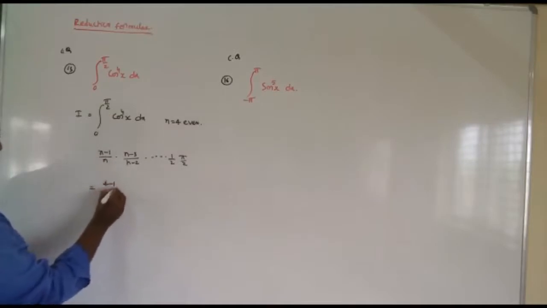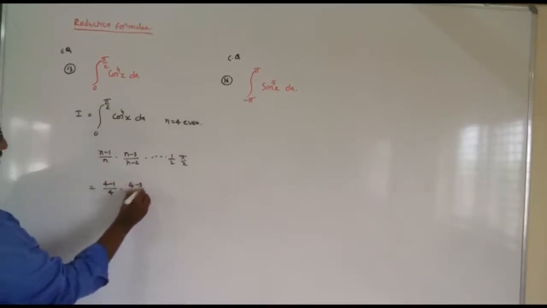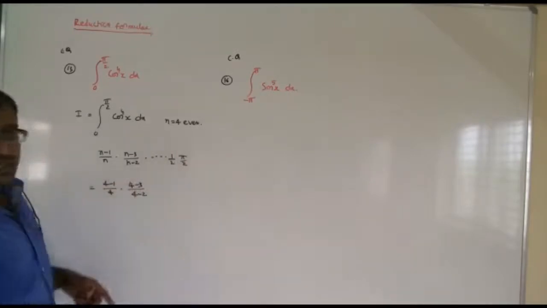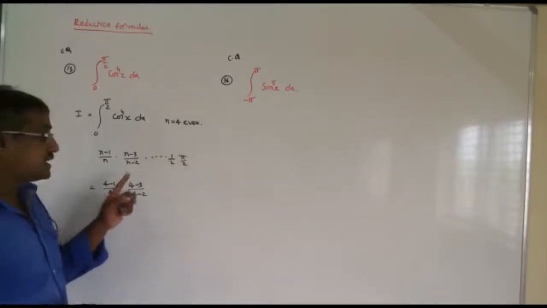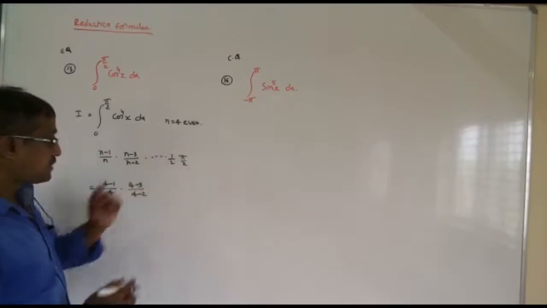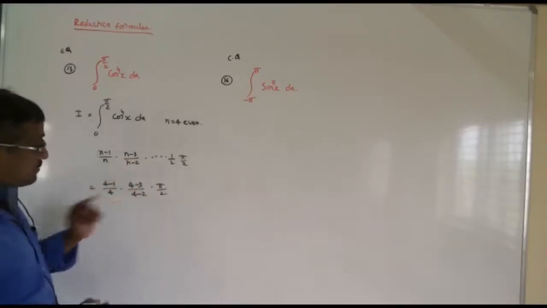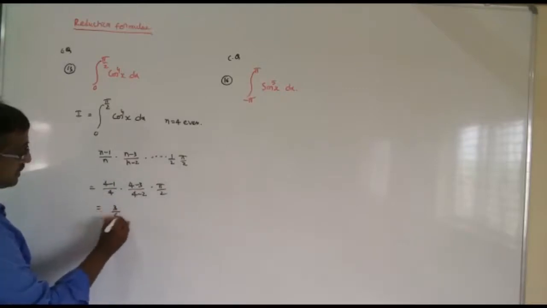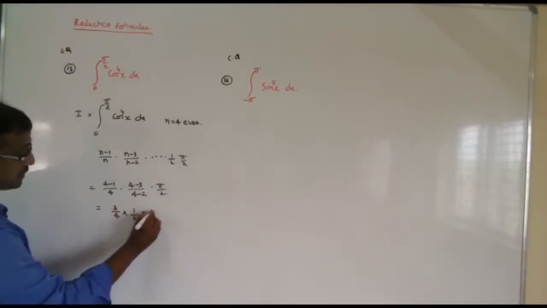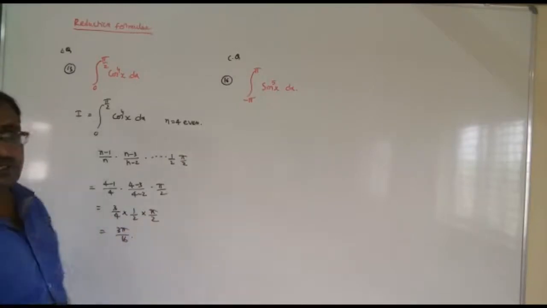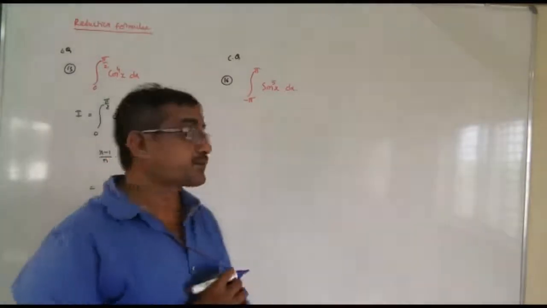So 4 minus 1 by 4, 4 minus 3 by 4 minus 2. You cannot write continually because you have to end at 1 by 2. When you get 1 by 2, you need to write pi by 2. Now here you have 1 by 2. So 3 by 4 into 1 by 2 into pi by 2. So 3 pi by 16. That is the required expression.